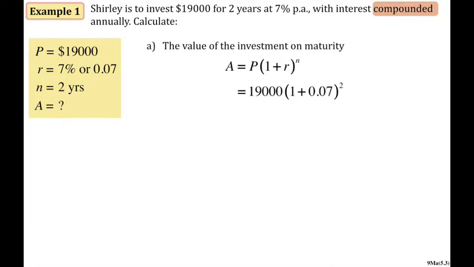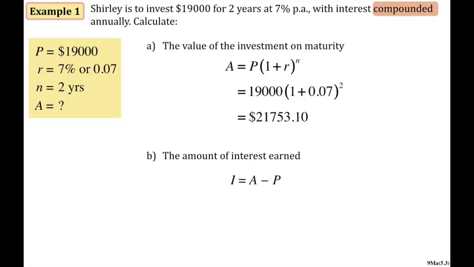So I can put P, R, and N in my formula. I can plug that into my calculator, and that'll generate how much money I end up with at the end of 2 years. If I was asked how much interest I earned, and it was a compound interest question, I need to say how much money did I end up with minus what I started with. I subtract them, and it tells me how much interest I earned for the compound interest question.